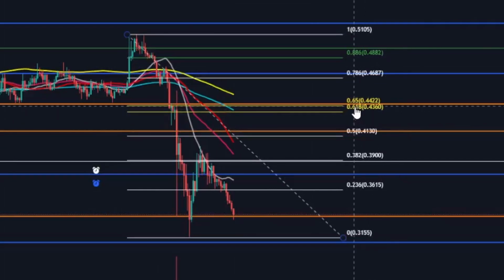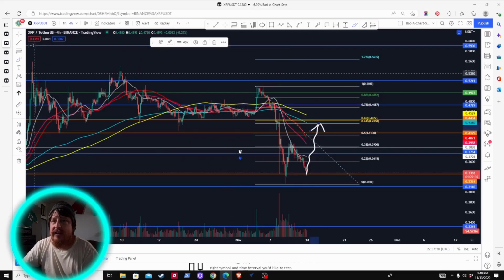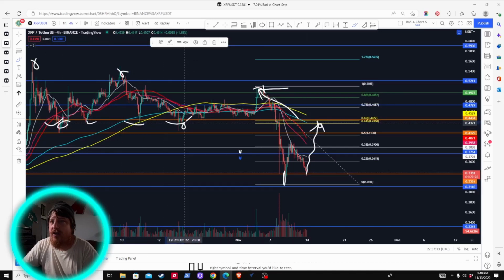And then this 0.65 to 618 is what is known as the golden pocket. And if you were to see a retrace out of this coin, or in this case a pump out of this coin back up to this area, it would still keep the overall trend intact as far as lower highs and lower lows, right? Because this would just be another lower high than that high there. Also has a lot of confluence as previous support all along in here.